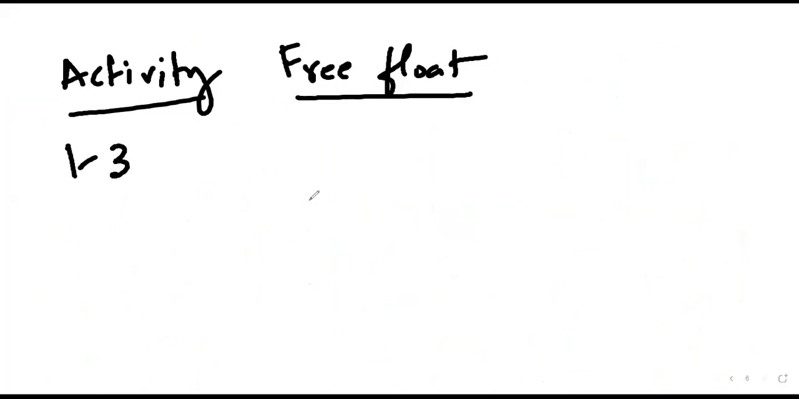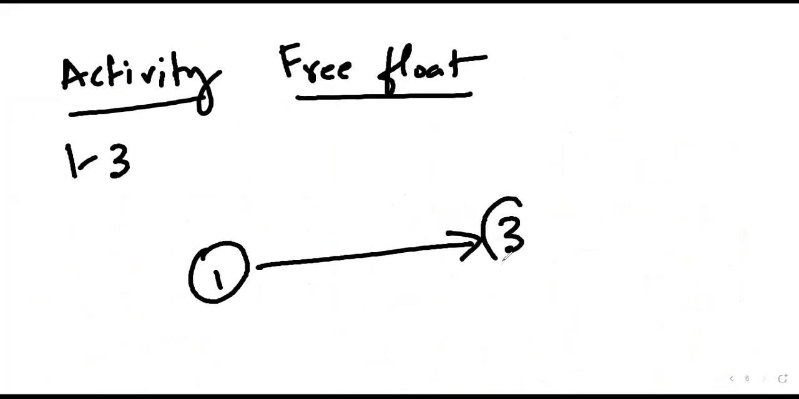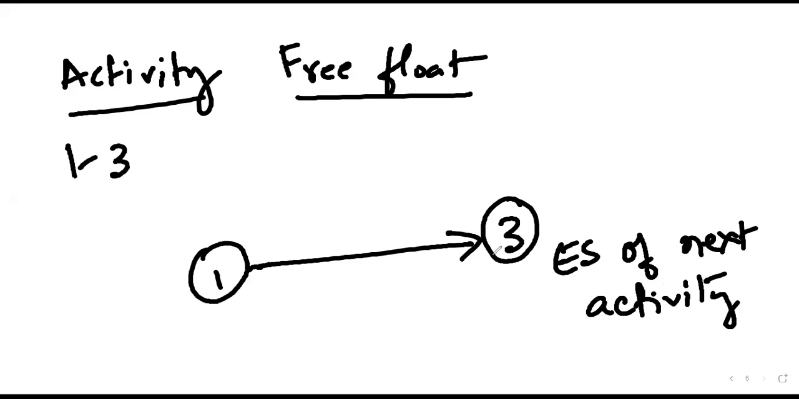Calculate free float for those activities. First is 1-3. Any answers for free float 1-3? So what is the formula for calculating the free float? Early start of next activity minus early finish of present activity.